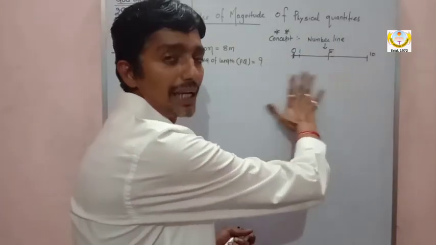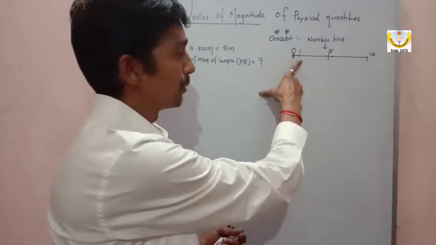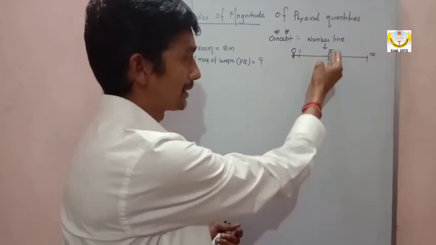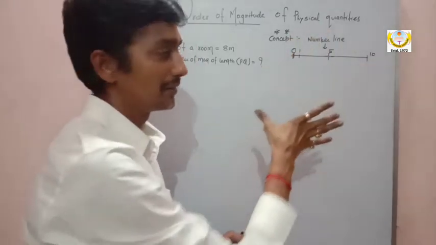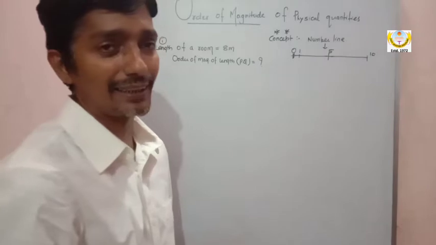I have drawn the number line in front of you. You can see this is a number line beginning with 0 followed by 1, and then in the middle it is 5, and here it is 10. That is 0 to 10. I have drawn the number line. Please try to understand the concept.